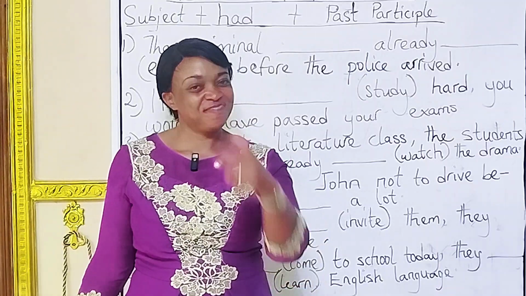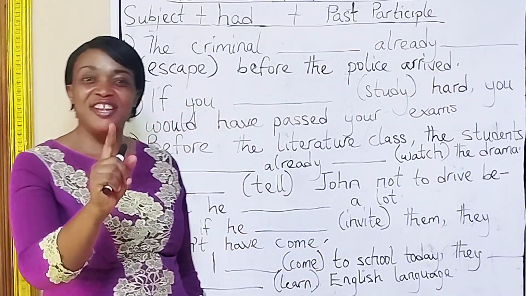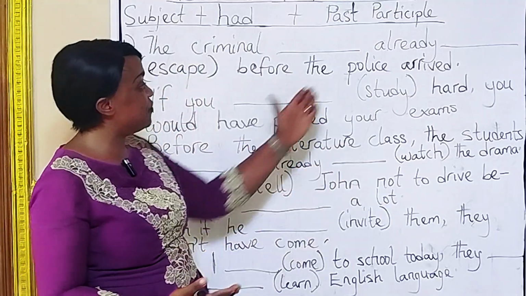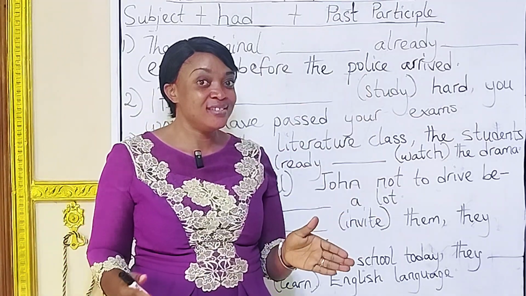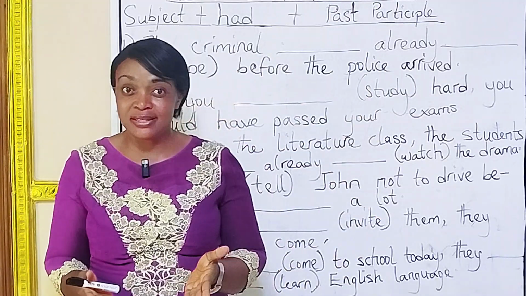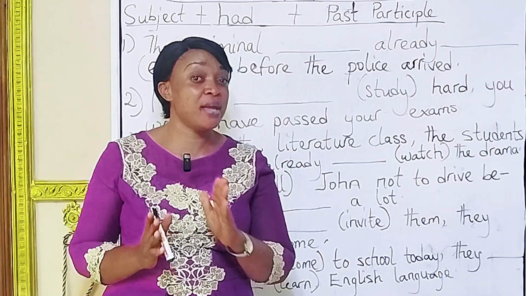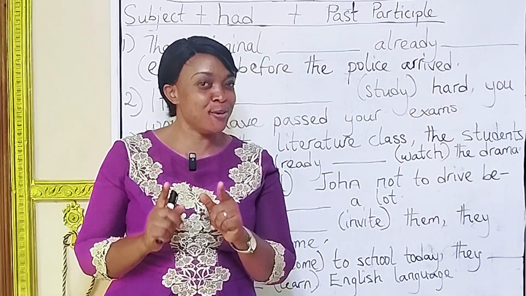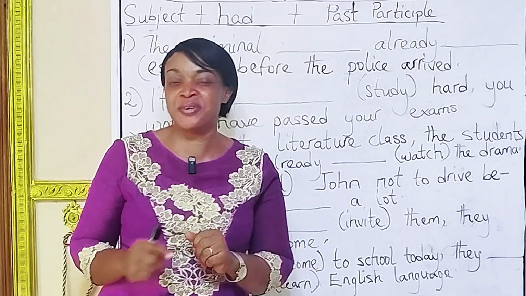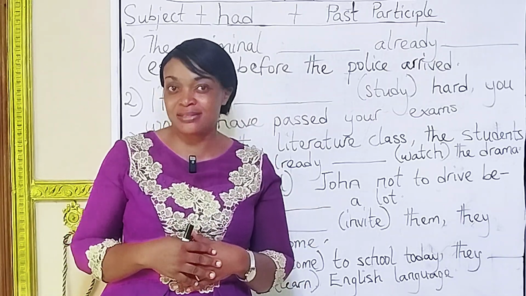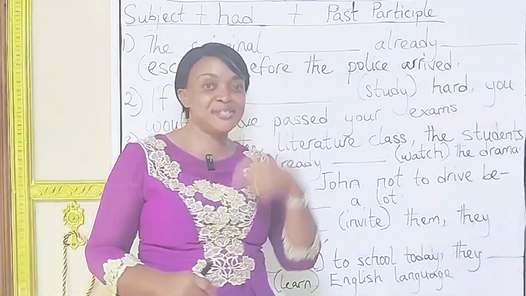Okay. Number one, you need to bear in mind that in this kind of task, you are to use the verbs in the brackets. And these verbs are the base. You use the verbs in the bracket and transform them to the V3. So, I hope you know your V3 very well. We are still on the use of had plus the past participle of the verb. Now let's do this together.